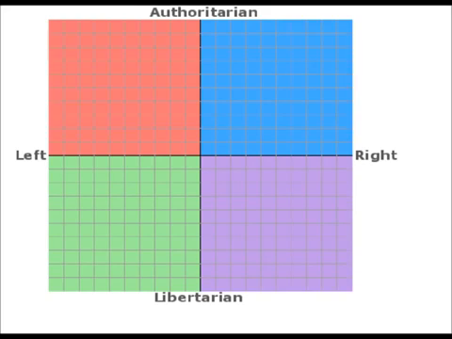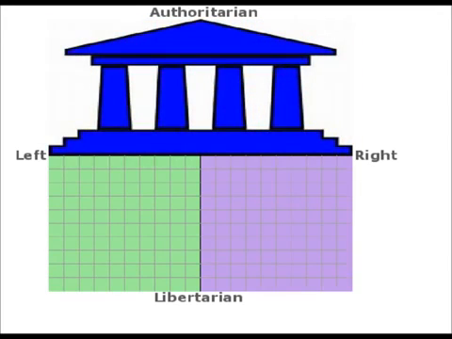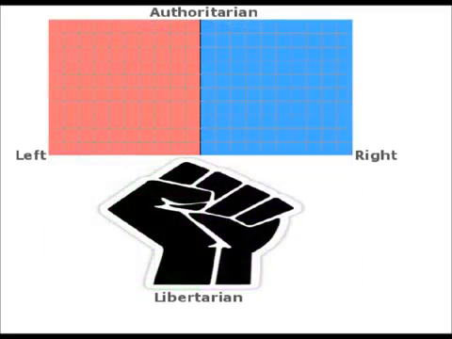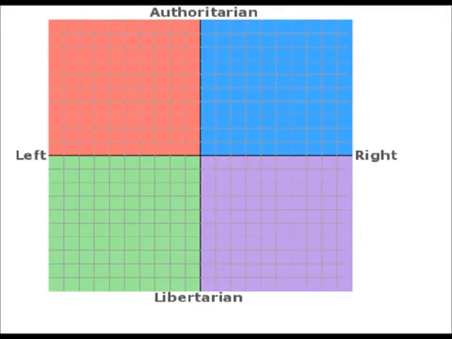The y-axis, or the up and down, has to deal with the authority of the government, whether you prefer a hands-on government, authoritarianism, or a hands-off government, libertarianism. On the very bottom, you have variants of anarchism, and on the top you have variants of totalitarianism.